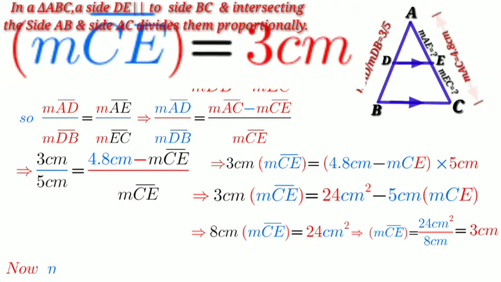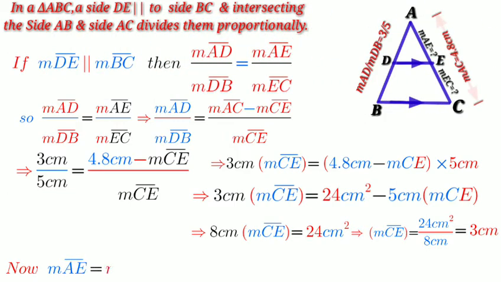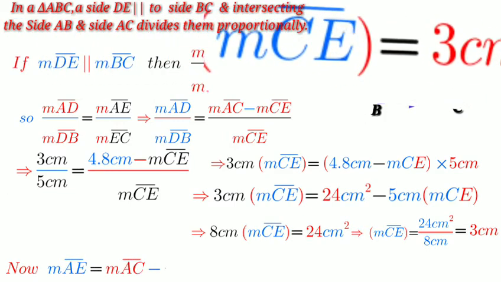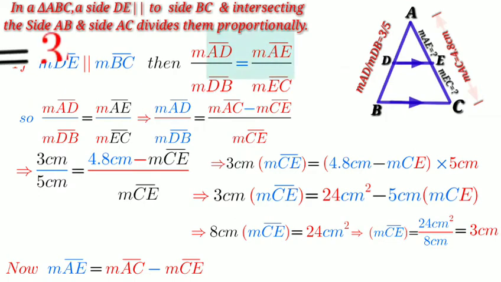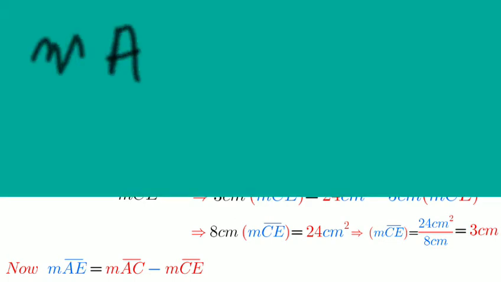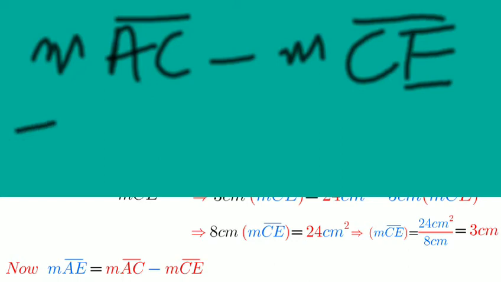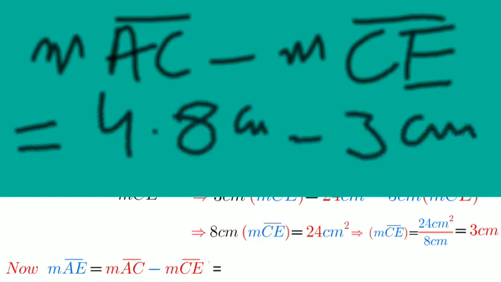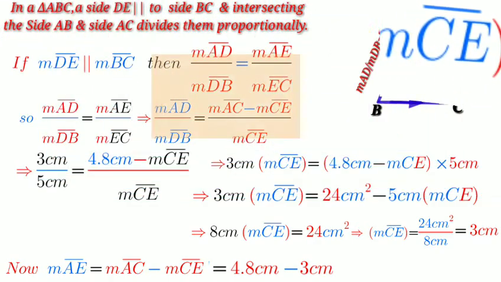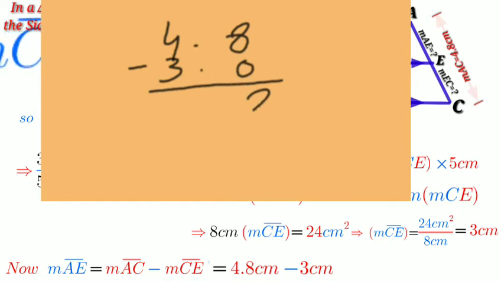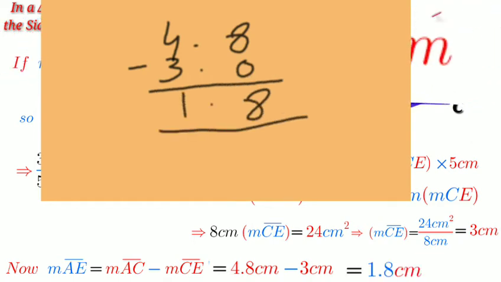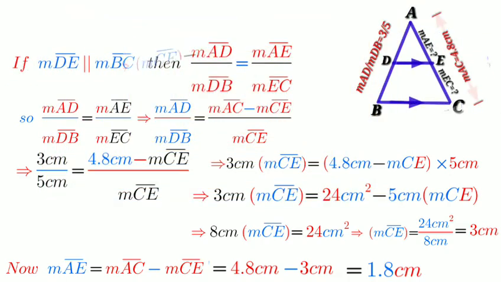Now for finding the value of AE, the equation is AE is equal to side AC minus side CE. On putting the value of AC and CE, which are 4.8 centimeter and 3 centimeter respectively, the difference of 4.8 centimeter and 3 centimeter is 1.8 centimeter. So the value of side AE is equal to 1.8 centimeter.